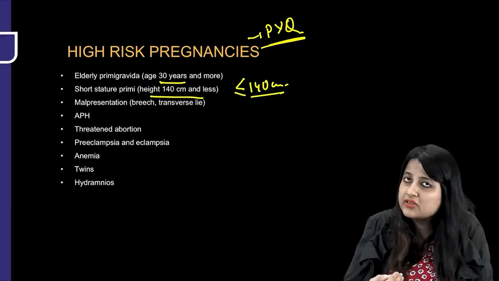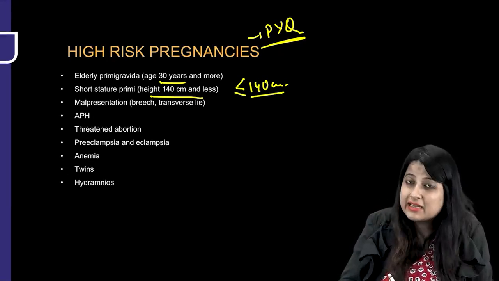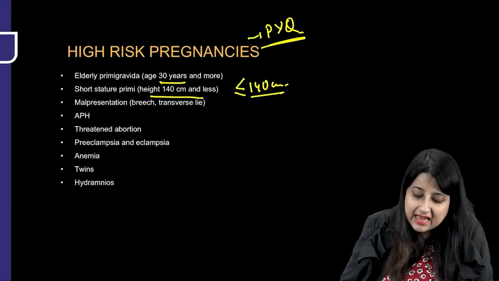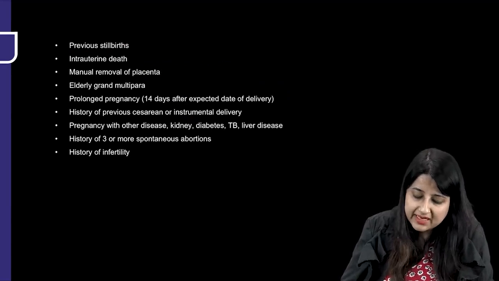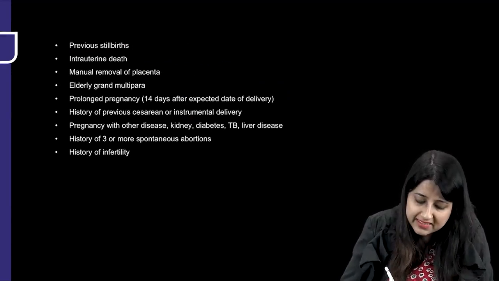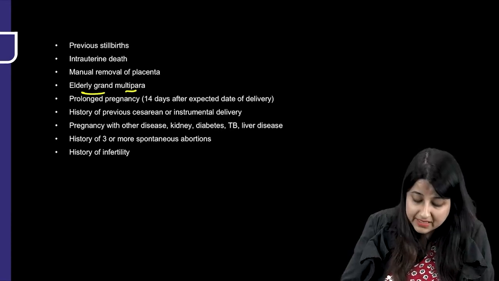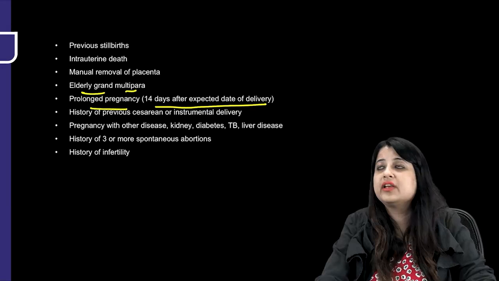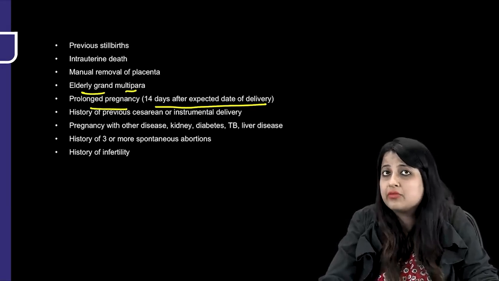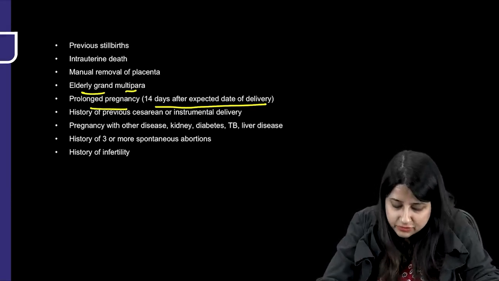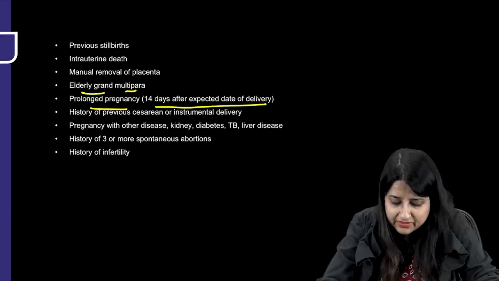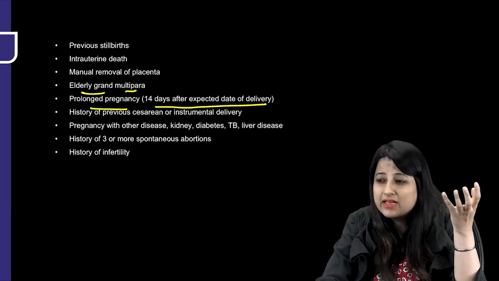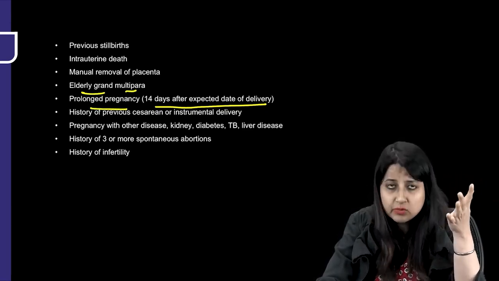Then of course, if it's a breech or a transverse lie, APH, antepartum hemorrhage, threatened abortion, preeclampsia, eclampsia, anemia, twins, hydramnios, previous stillbirths, intrauterine death, manual removal of placenta, elderly grand multipara, then prolonged pregnancy, that means 14 days after expected date of delivery. If the EDD is today, the baby has not yet come out, 14 days have passed. History of previous C-section or instrumental delivery. Then there's pregnancy with any other disease. Somebody has a cardiovascular disease, TB, liver disease, whatever.